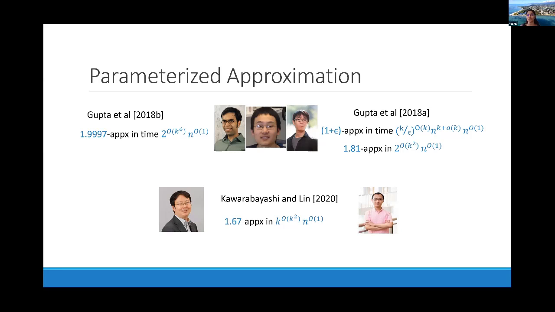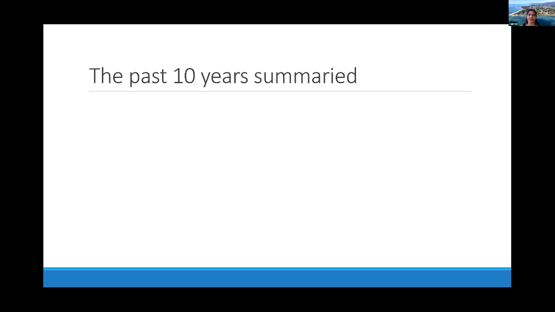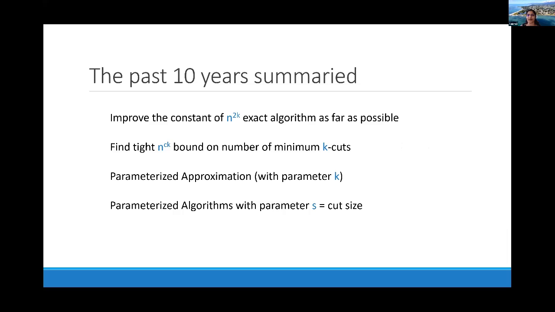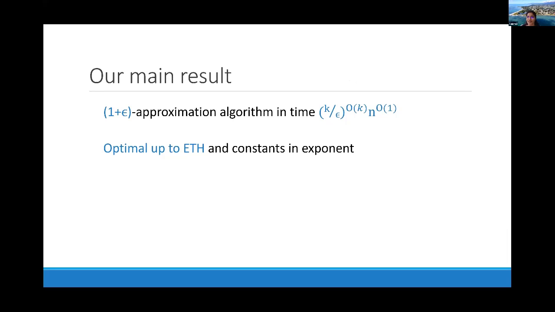And here the open question was, okay, how far can you go in FPT time? So what is the best approximation one can do in FPT time? And that is what we solve in this paper. So to summarize the past 10 years, there were 4 directions of research: first, second, and fourth have essentially been closed. The fourth one still has the open question that I told you. And the third, we closed the third direction by giving an FPT approximation scheme.